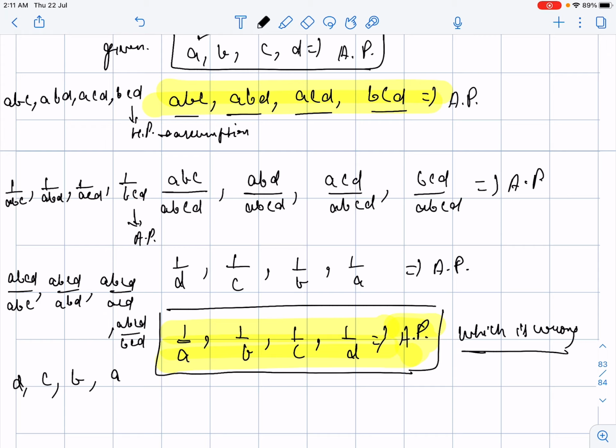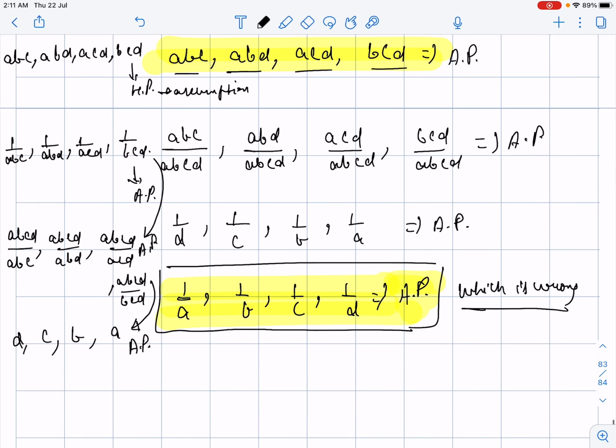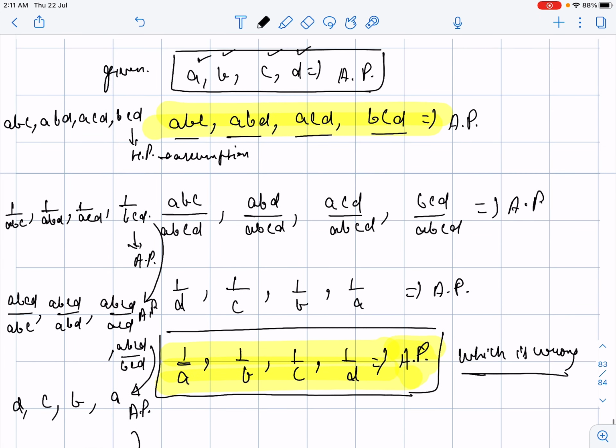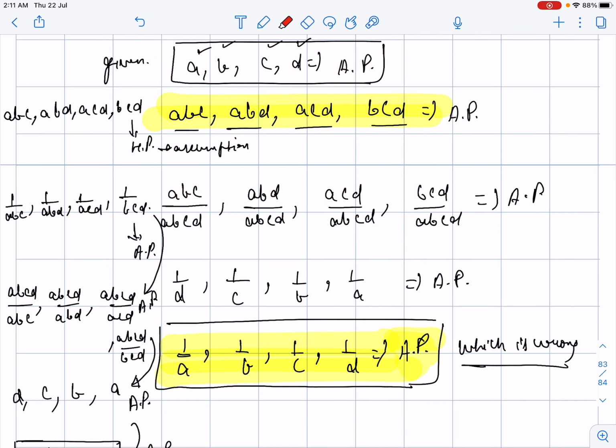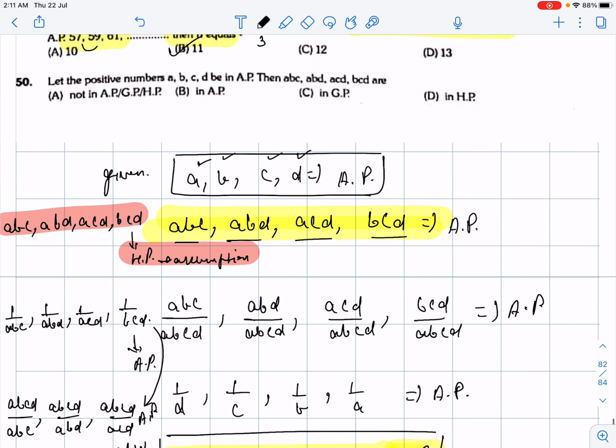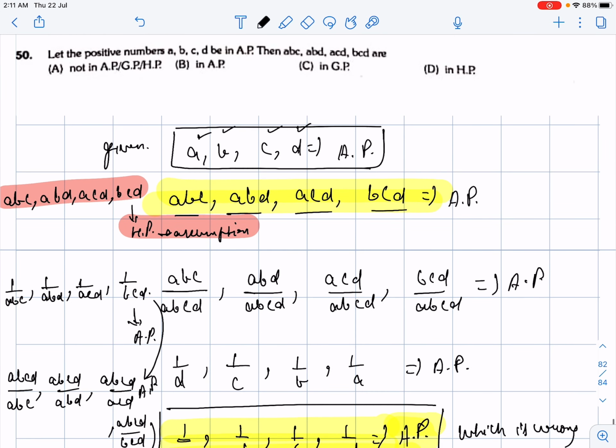So guys, if it was in arithmetic progression, it will be in arithmetic progression, and the reverse of an arithmetic progression is also an arithmetic progression. That means a, b, c, d are in arithmetic progression, and this was only given to us. Since the final answer is becoming the given condition, our assumption is right. And what was our assumption? Our assumption was abc, abd, acd, bcd are in harmonic progression. So we would have to mark option D over here as the right answer.